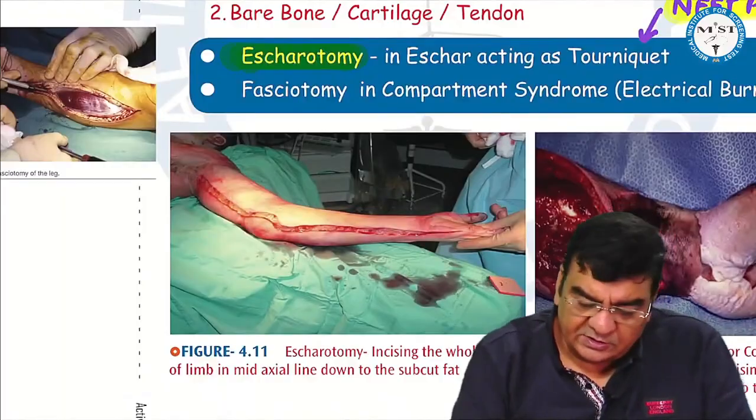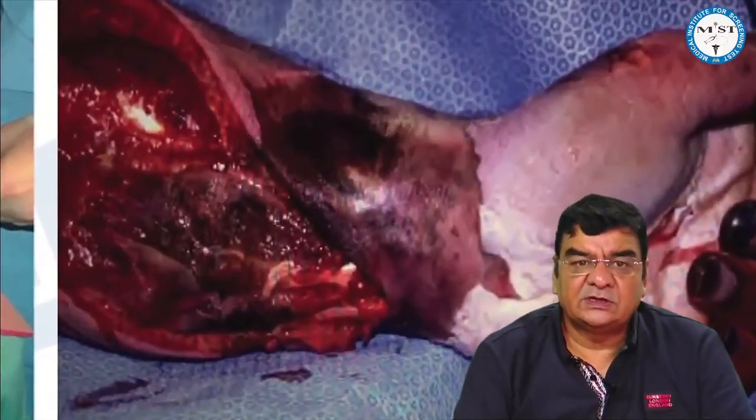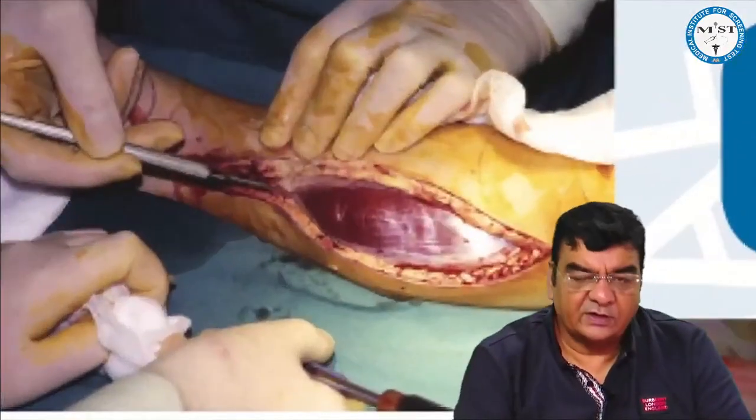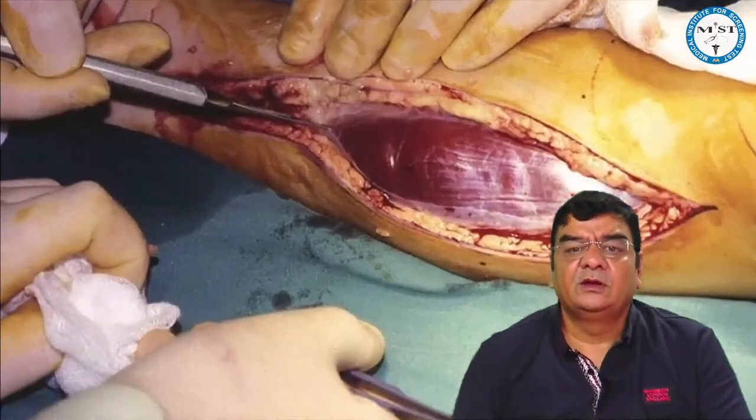In crush injuries or maybe in electrical burns, when there is significant muscle injury, it may lead to compartment syndrome, and there we have to do a fasciotomy. Like this, what we are seeing, this is a fasciotomy.